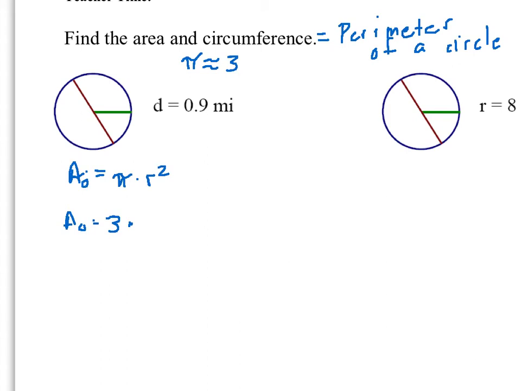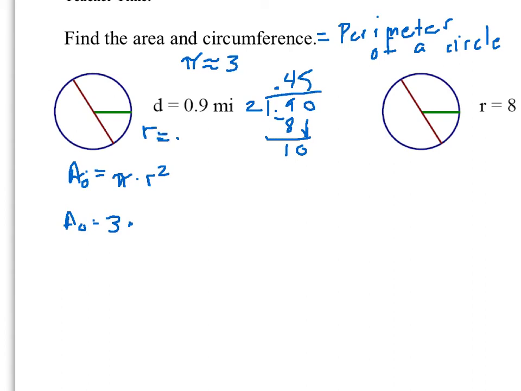No, I'm given the diameter. How am I going to find the radius? Divide the diameter by 2, so 0.9 divided by 2. The decimal is going to be 4. So my radius is 0.45.